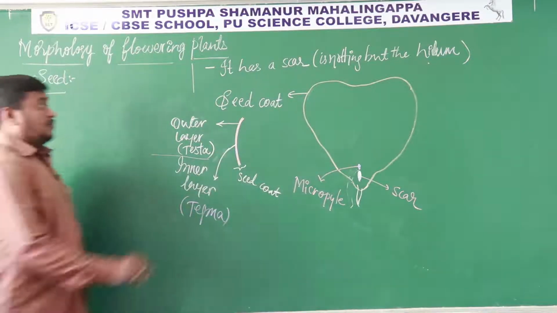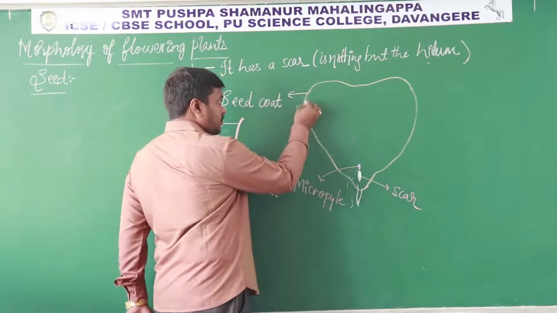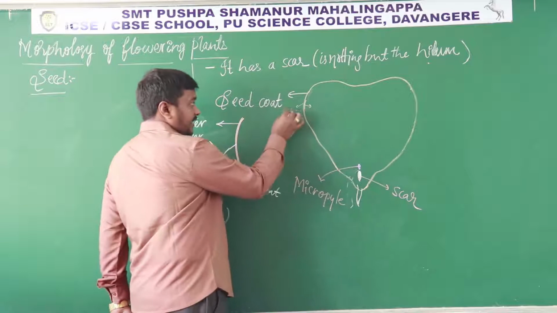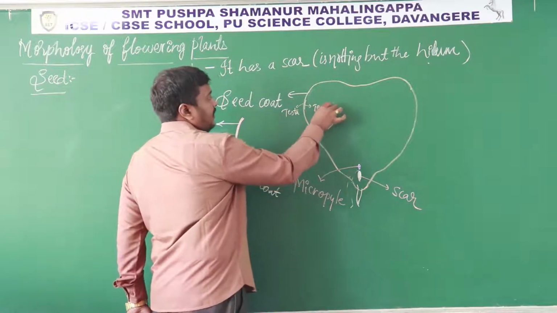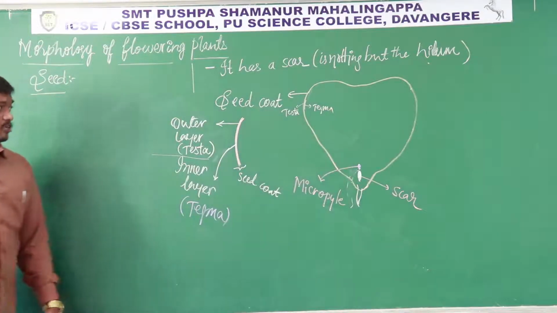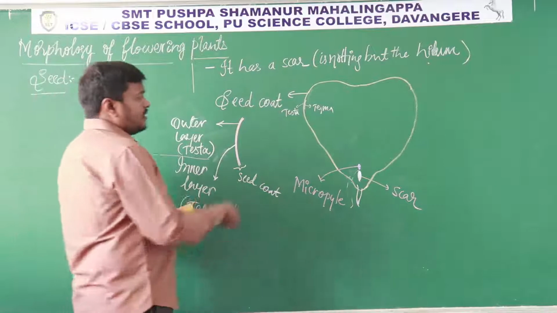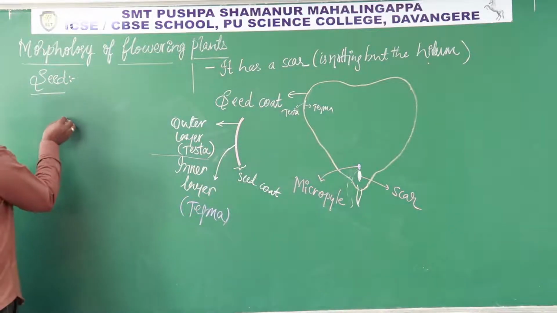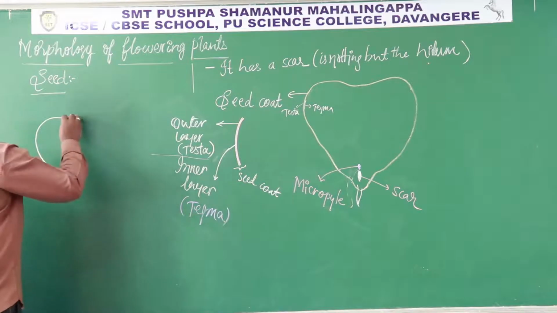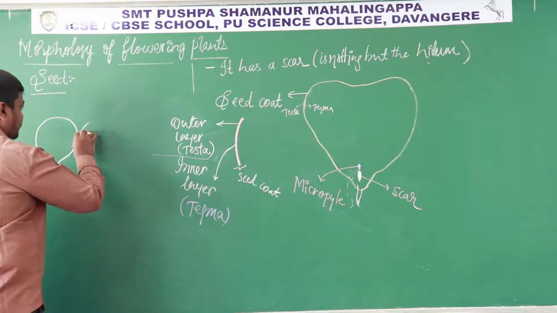The outer wall is the testa. Inside it there is another thin layer, called tegma. So outer testa, inner tegma. Remember it: seed coat has 2 layers, testa and tegma. And if you remove the seed coat, you can find a structure like this inside.